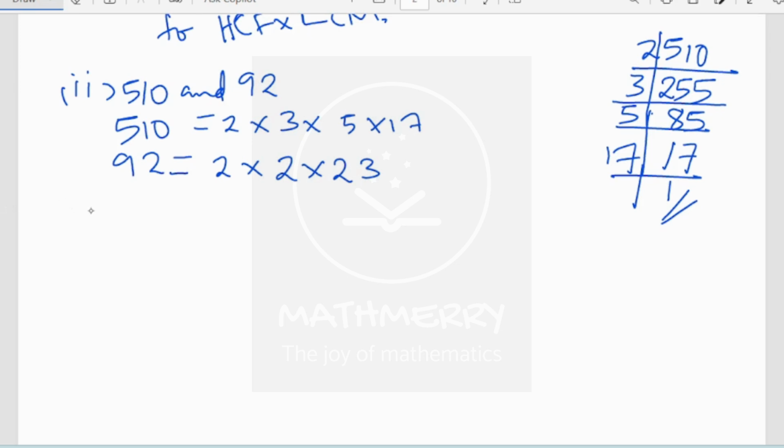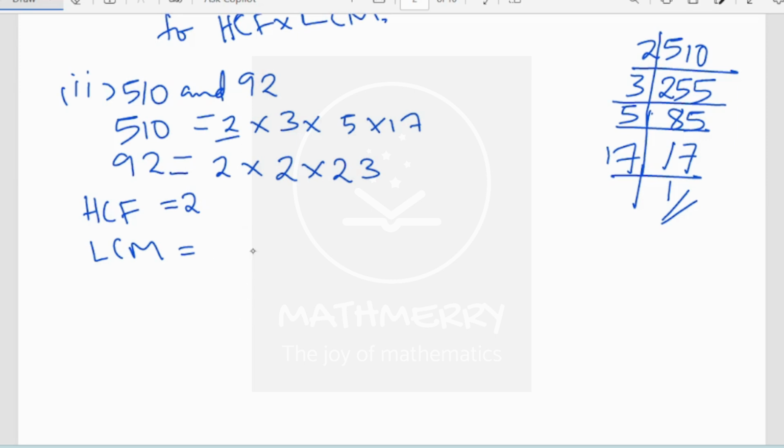Now from this we have to write the HCF and LCM. So here HCF, what are the common factors here? We have 2, only 2 is a common factor. Now we have to take the smallest power of 2. So smallest power of 2 is 1 itself, so 2 is our HCF.